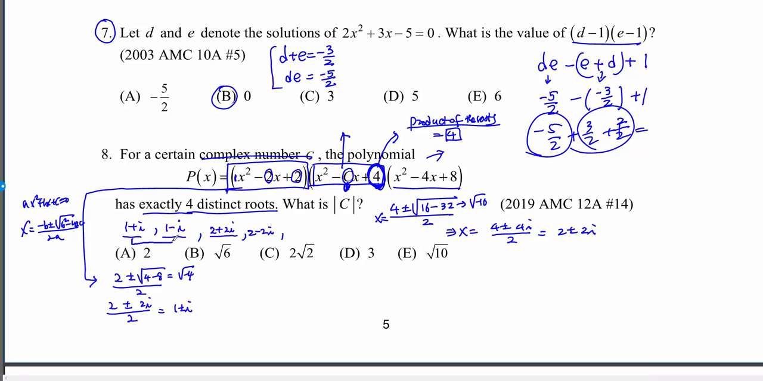This is not 4, right? We already did this one. 1 plus i, maybe you can multiply. This one gives about 2, doesn't it? This is 8. Totally different. So we're going to try this one: 1 plus i times 2 plus 2i. The product is 4. Can you check it out?